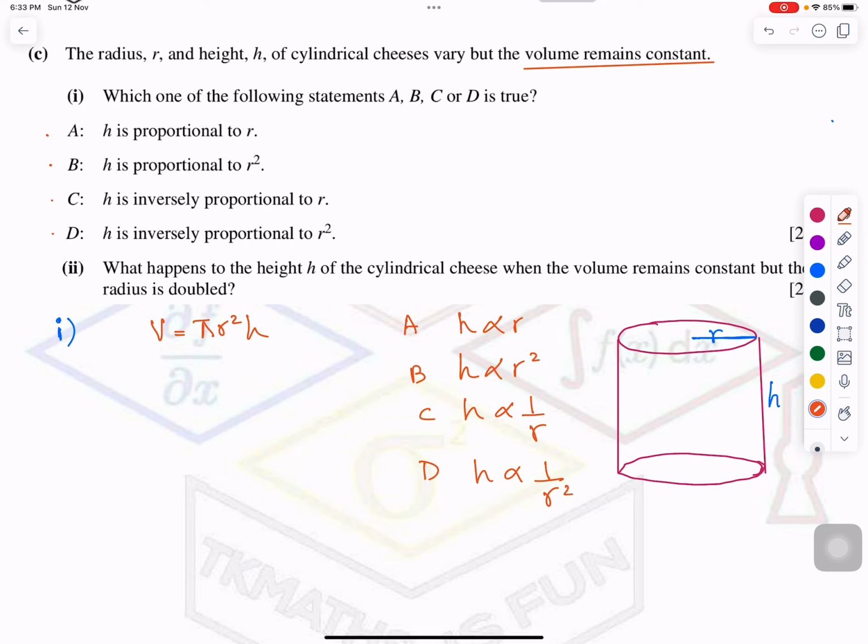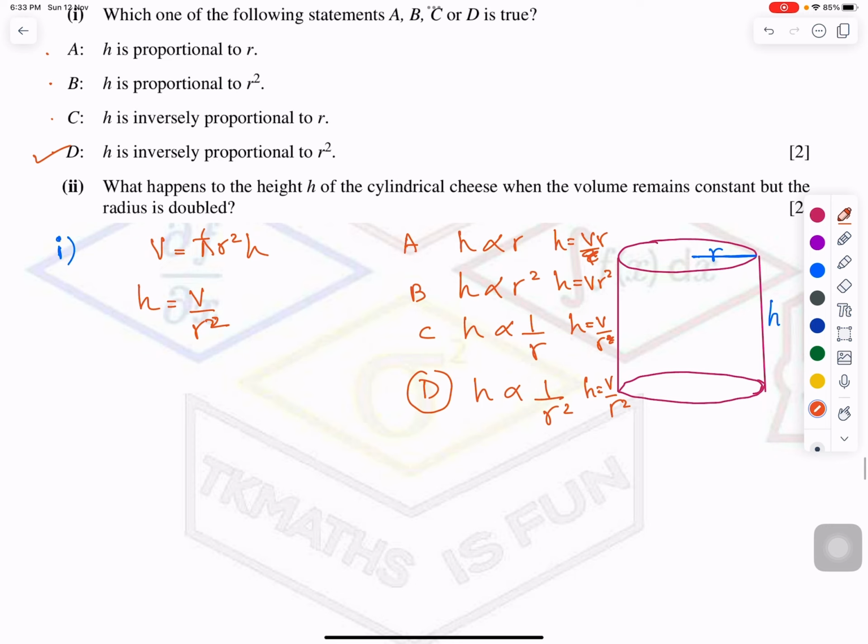Because the question is saying volume is constant, I can write h is equal to v over pi r square. Now which one is correct? If I make h the subject, it is v over r square. Pi is a constant, so just leave it aside. So it means D is the right choice. Okay, so your answer for this part will be D.